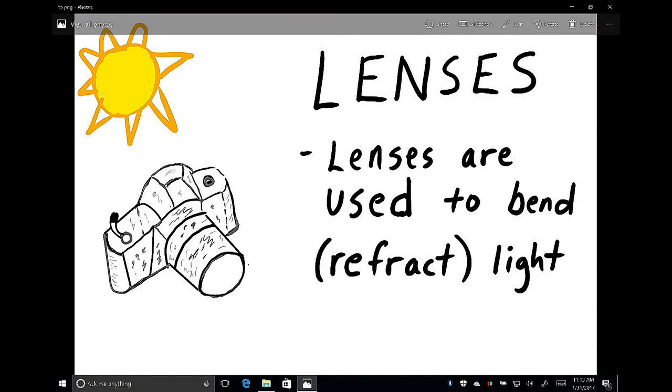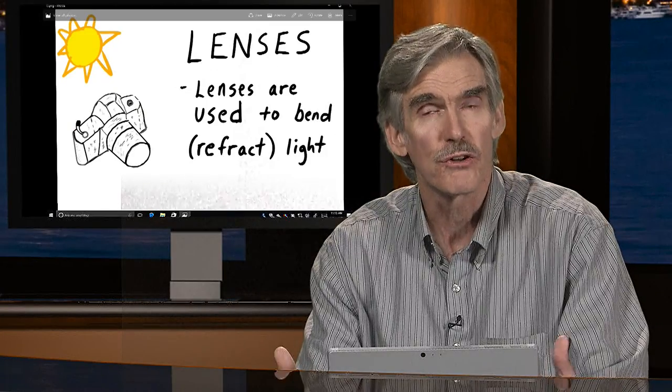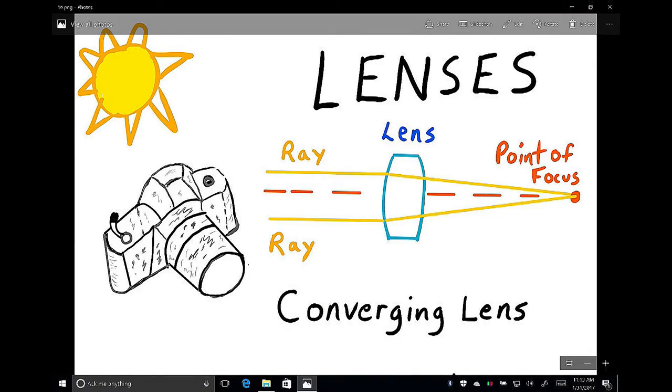Okay, so let's move on to talking about lenses and why we use lenses. Well, lenses are used to bend or refract light, and that's the whole purpose of a lens, is to take light rays and refract them in a way that will be beneficial in the recording of that light. So here's an example in this graphic of how a lens converges light. That's why we call it a converging lens. It takes a ray, you see that top ray, and you also see that bottom ray. As they go through, the lens bends or refracts, or in this case, converges the light into a point of focus, so that we have focused light.